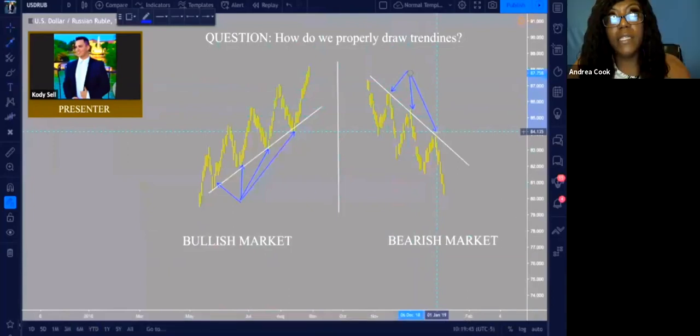Yes. Price moves in waves. Imagine a wave in the ocean. A wave doesn't just come up and never come back down. The waves, they come up, they go down, they come up, they go down. That's what happens in this market. When it's in a bullish market, the waves go up. When it's in a bearish market, the waves go down. Simple as that.